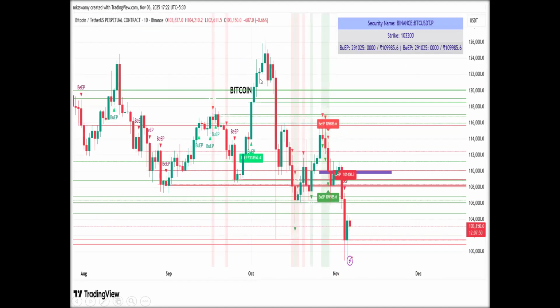Even on Bitcoin, crypto also, this EP can be utilized. Reflection of the high volume can be utilized for your directional trade. You can see the bearish EP was generated on 29th, and Bitcoin is moving down. That's how it is.